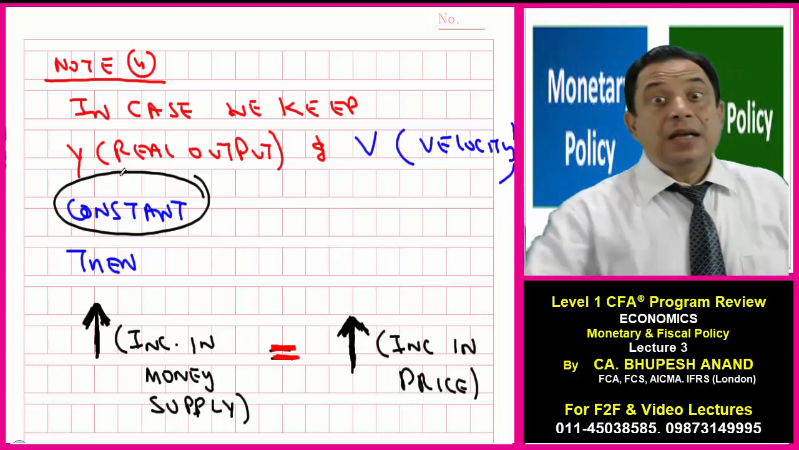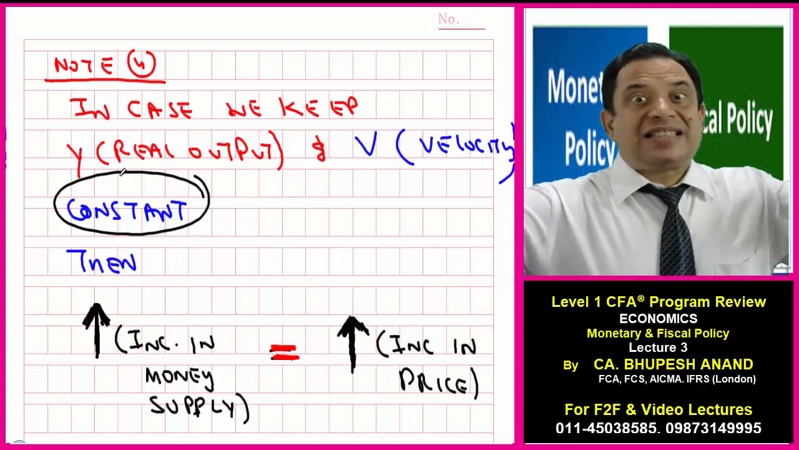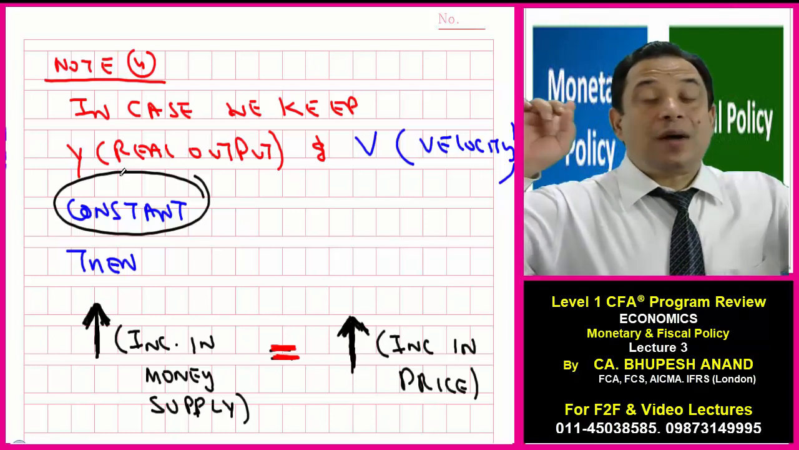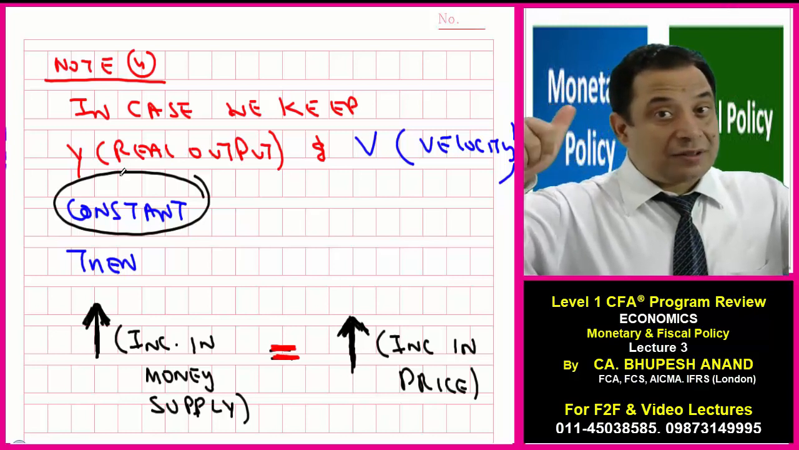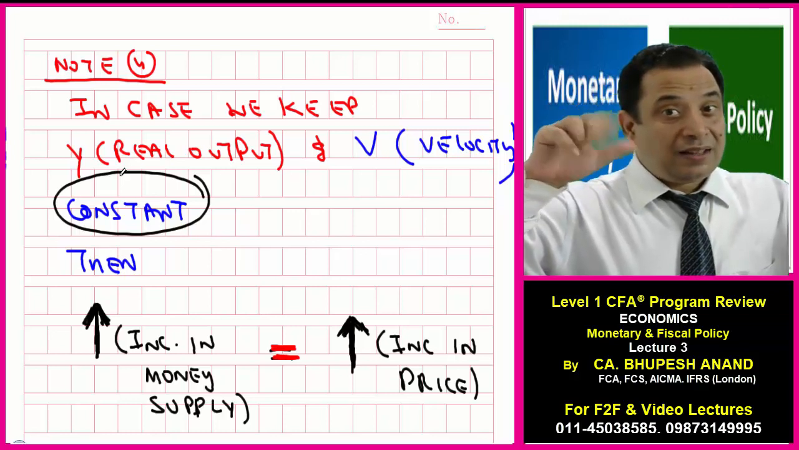This is named as money neutrality. So I have introduced the last concept of today's lecture, that is money neutrality. I wanted to tell you the money creation process. Within that, firstly, I started with the money multiplier. Then I started with the quantity theory of money.